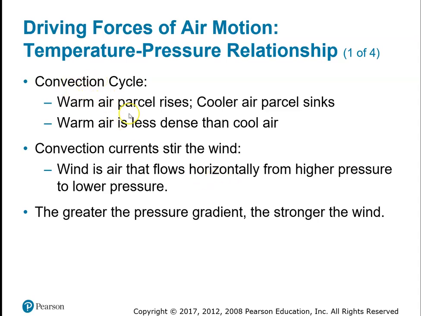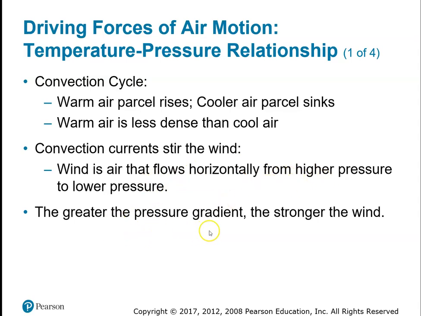These convection cycles that we're talking about have some component that is horizontal, but for the most part, you're thinking about the air rising and falling, rising and falling. All right, and the part that is horizontal is really what we consider the wind. So the wind is the air that flows horizontally from high pressure to low pressure. It always goes from high pressure to low pressure.